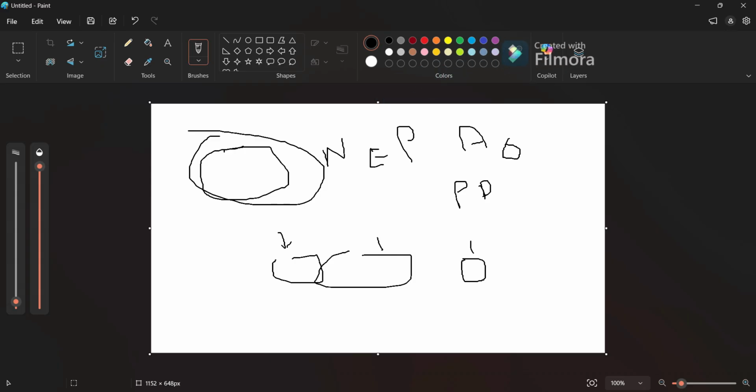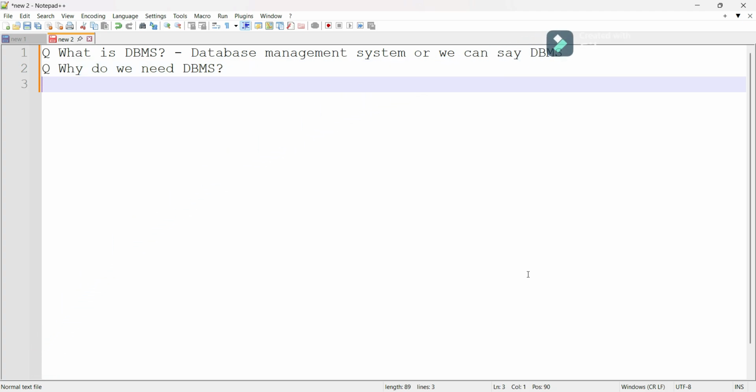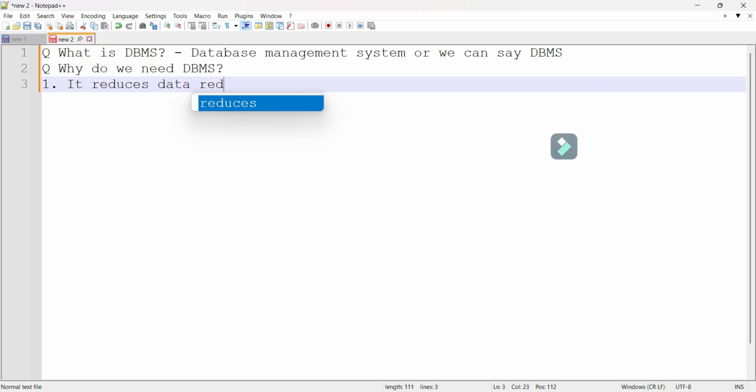So the next question is, why do we need a DBMS? There are multiple reasons. Number one, it reduces data redundancy. Redundancy means the duplication of the data. It reduces the duplication of the data.